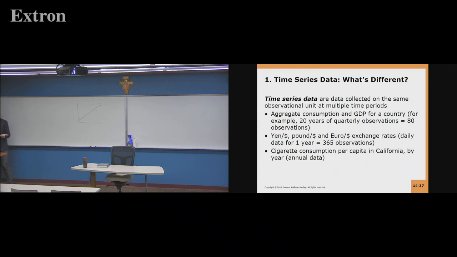Again, it makes sense to only look at one country when you're doing this. A lot of times there's substantial differences between countries that is going to make modeling this very difficult.